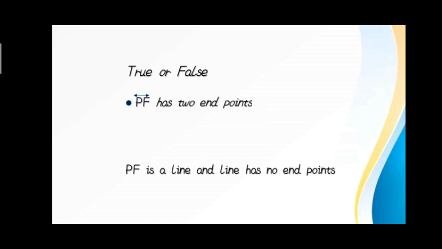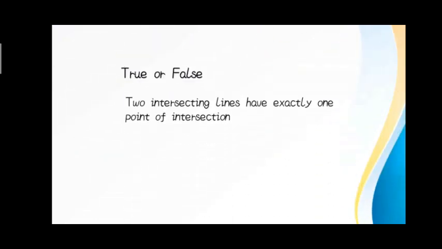If PF is a line, it will never end, meaning it has no endpoints. So the first one is false. Now the second one we have, two intersecting lines have exactly one point of intersection. Yes, when two lines intersect, the intersection is a point, meaning one point. It is true.